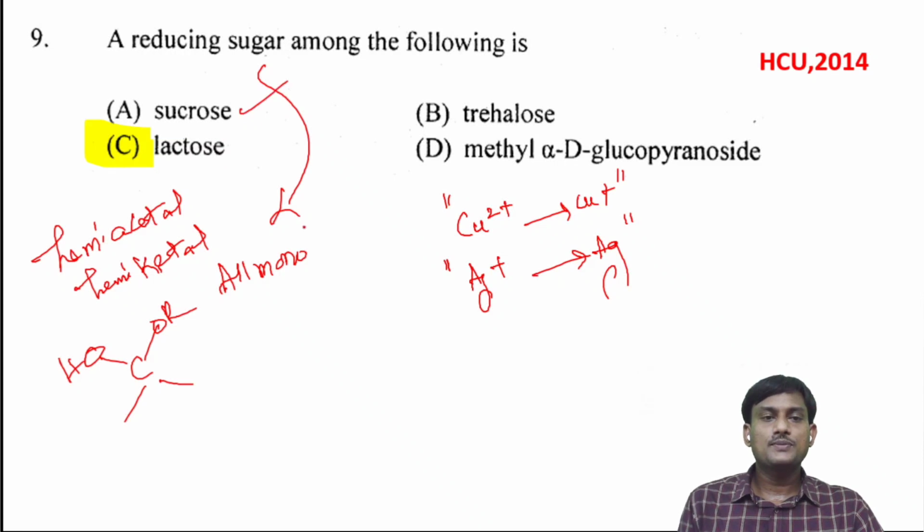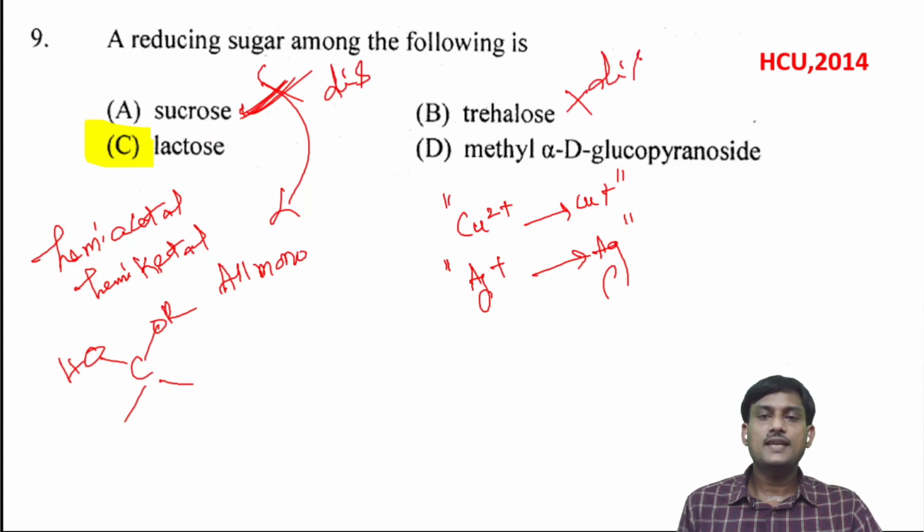Suppose you take sucrose, here there is no hemiacetal or hemiketal form, and trehalose also has no hemiacetal or hemiketal form. Both are disaccharides. Among disaccharides, sucrose and trehalose have no hemiacetal or hemiketal form, so these two cannot reduce Cu2+ or Ag+. Lactose, this one can reduce.